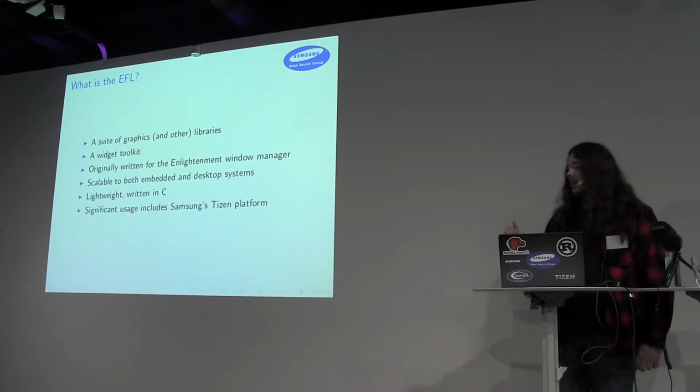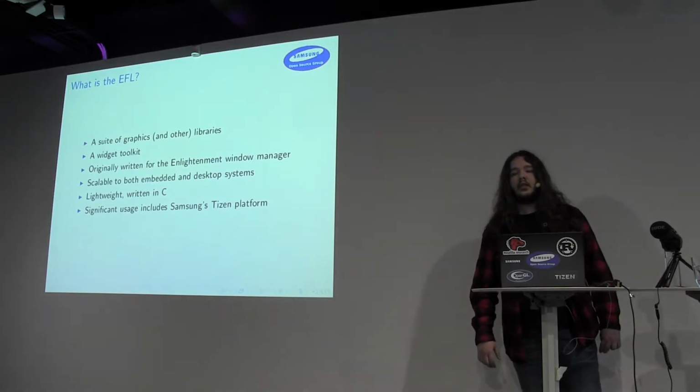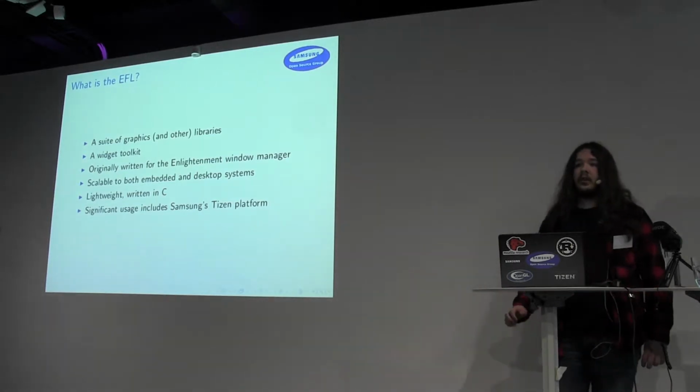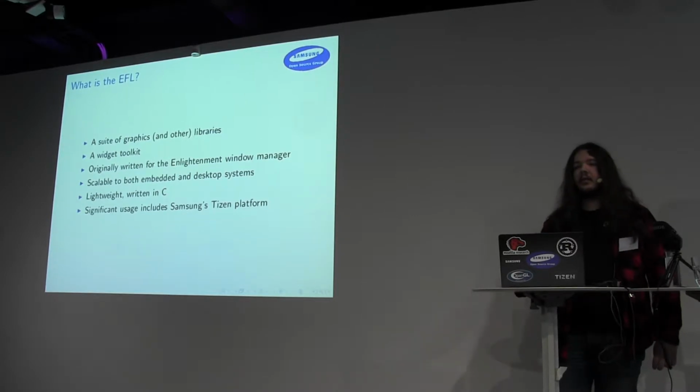Its significant usage includes the Tizen platform by Samsung, which is used in quite a few products by now, such as smart TVs or watches. So there are 2 phones now which are sold in Asia.